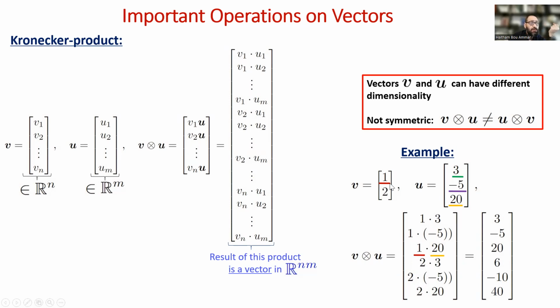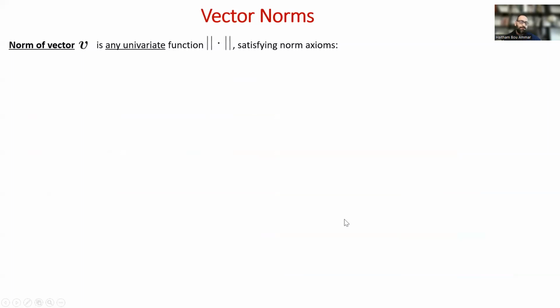I'm taking the first one and multiplying by the whole vector U. Then I take 2, because now I need V2 U. So I take 2, and multiply by the whole vector again. So I get 2 times 3, then 2 times minus 0.5, then 2 times 20. All right? So that's how we compute this Kronecker product.